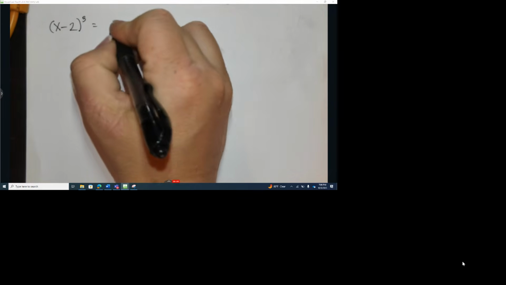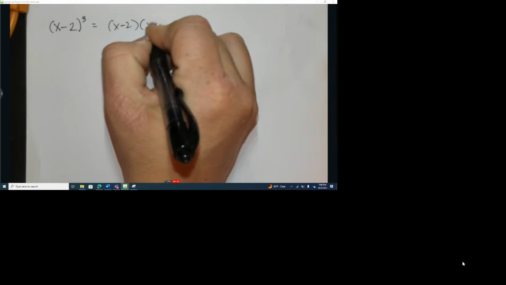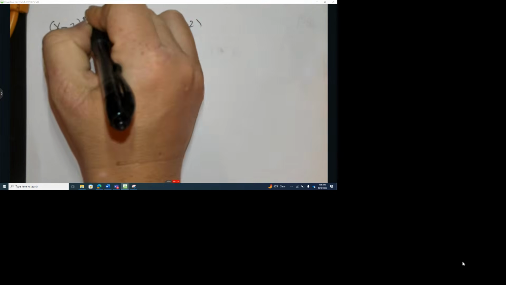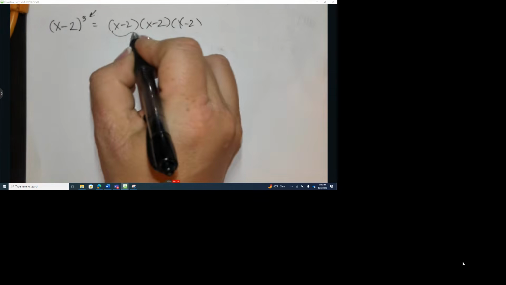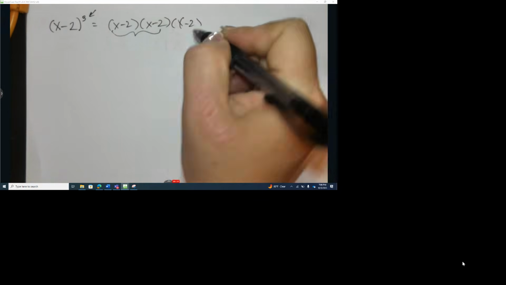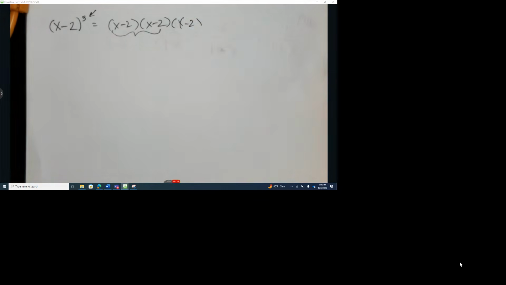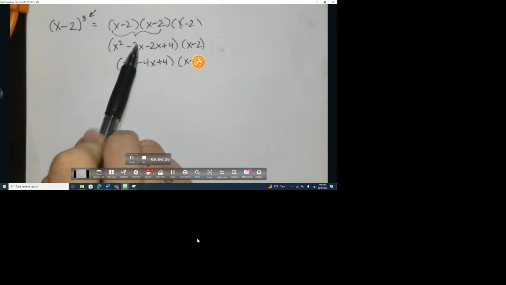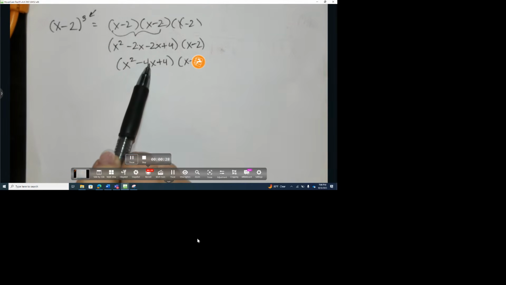If I ask you to take this simple expression and to expand it out, there's more than one way to do this. One way would be to take the quantity x minus 2, to write it out three times, and then I'm going to take my time here to first FOIL this out, and then I will distribute like so. Let me do that. So you can see that I have FOILed out front, outside, inside, last, and combined like terms.